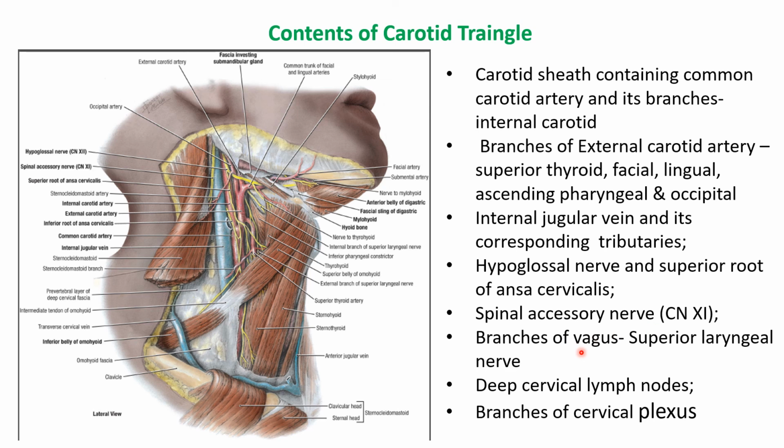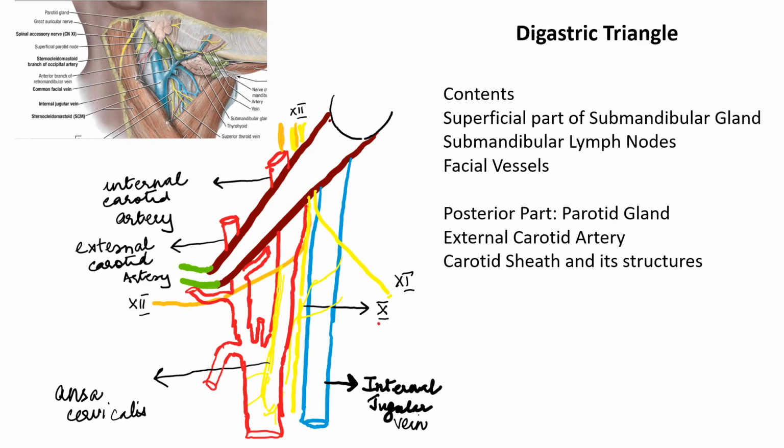Then branches of the vagus. While it's moving through the carotid triangle, it gives rise to its various branches. One of its branches we saw with the superior thyroid artery, the external laryngeal. So external laryngeal किससे आ रही है? Superior laryngeal से. तो वो external laryngeal, superior laryngeal, internal laryngeal, all these are also going to be present in this particular triangle. The deep cervical lymph nodes and branches of the cervical plexus are present in the carotid triangle.